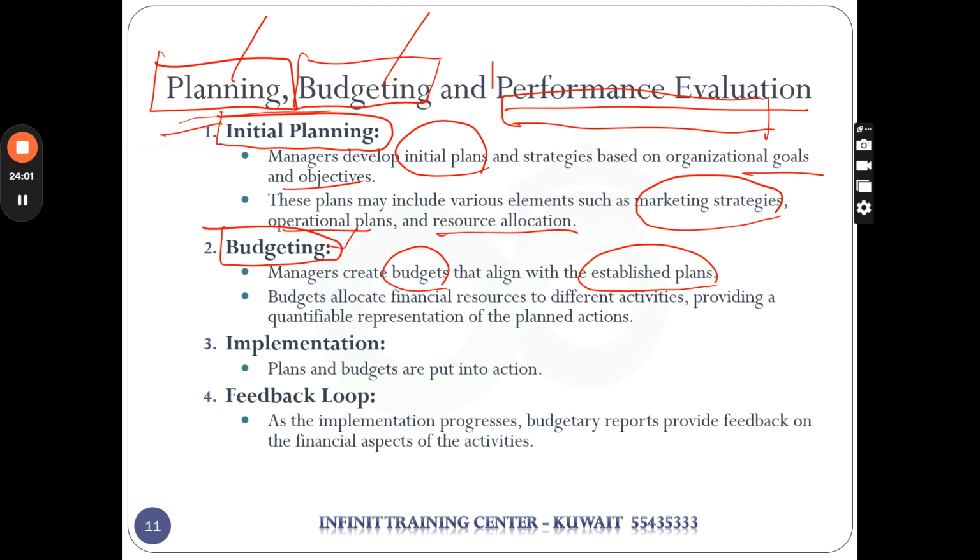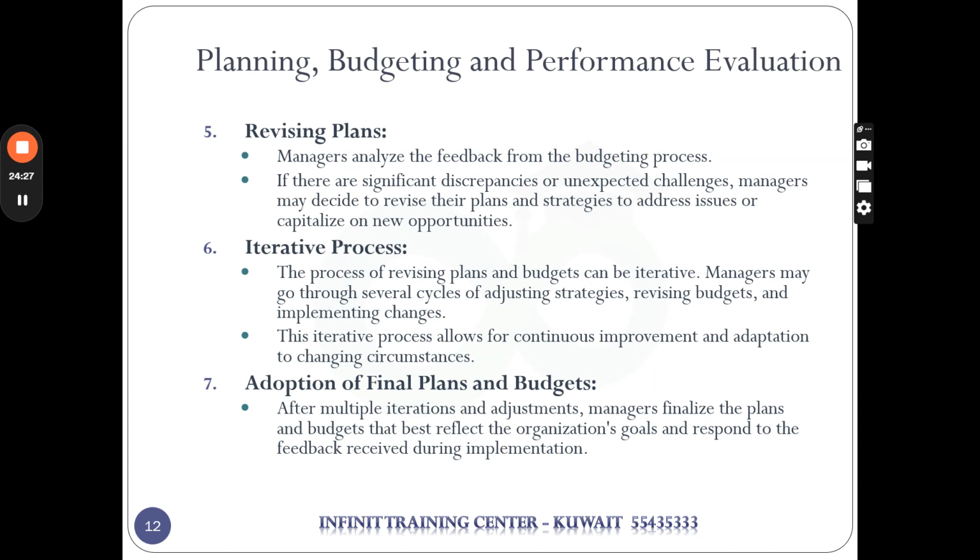So you have a plan now and you have a budget. Now you have to implement: plans and budgets are put into action. Then you will get feedback from the cross-functional team and managers. As the implementation progresses, budgetary reports provide feedback on financial aspects of the activities. Based on this feedback, maybe you have to revise your plans because things were not correct in the first place. Managers analyze feedback from the budgeting process, and if there are significant discrepancies or unexpected challenges, then managers may decide to revise their plans. Based on the feedback from the budgeting activities, the plans may change, and this is going to be an iterative process.